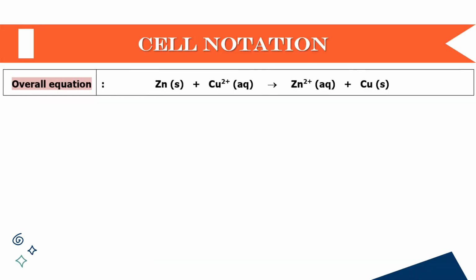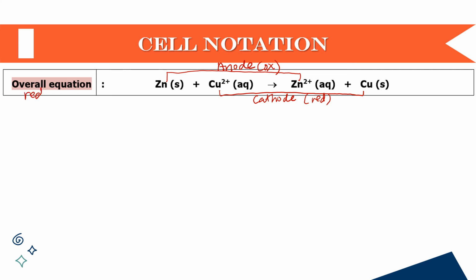So this is our cell notation. Let me just scribble something over here. Zinc to zinc 2 plus, copper to copper 2 plus. Zinc to zinc 2 plus is the oxidation reaction that occurs at the anode. And copper 2 plus to copper solid is the reaction that occurs at the cathode, which is our reduction process. Now, how are we going to write down the cell notation from this redox equation?